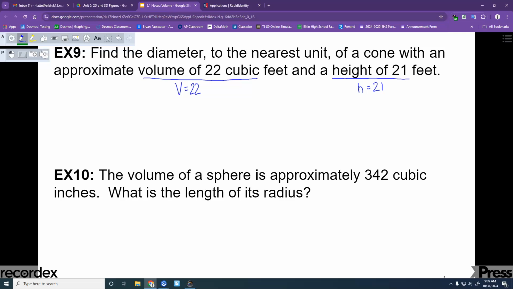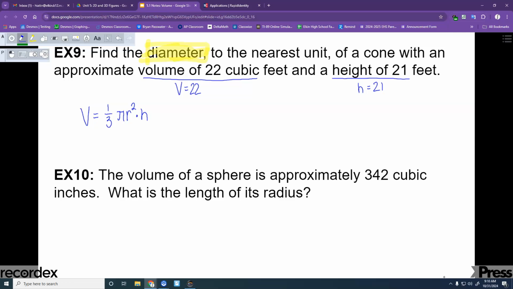So this one is not asking us to find the volume. It's asking us instead, what is it asking us for? Diameter. We need to find diameter. That's what we're looking for. So we need to find the formula. Which formula are we using? Volume equals 1/3 pi r squared times height. Okay? So this is the formula that we're using.